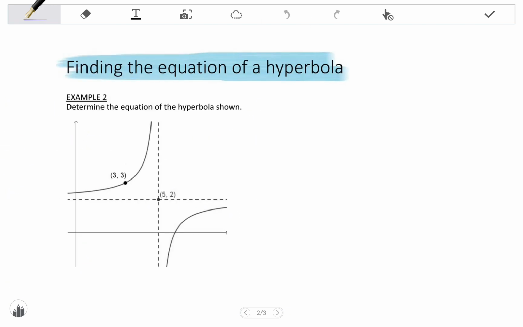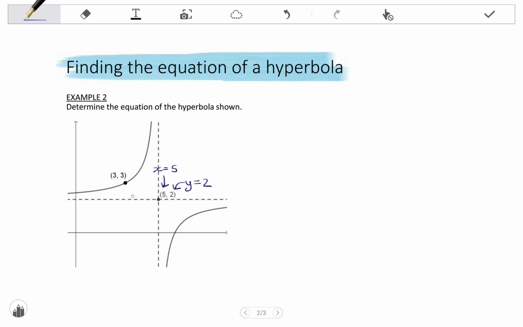The second example says determine the equation of the hyperbola shown. Now, in this graph, we are not given the equations of the asymptotes. We are given the coordinates of the point of intersection of the asymptotes. Okay, but the coordinates actually give us the equations of the asymptotes. We have x is 5, so x equals 5, and y equals 2.